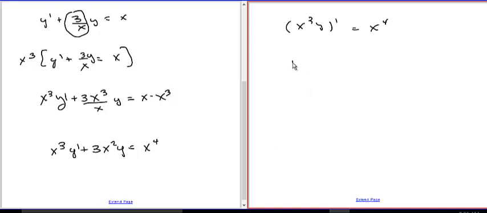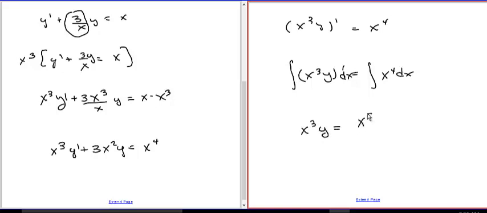So if you multiply both sides by dx and integrate, I forgot the dx part here. When you multiply this by dx, this is the derivative of x cubed y with respect to x times dx. So when you integrate this, you just get the expression that's in the parentheses. And then on the right-hand side, you just use normal integration rules.